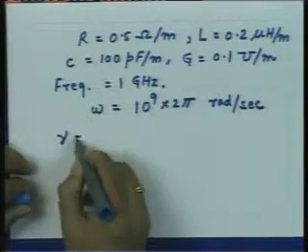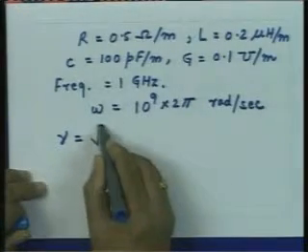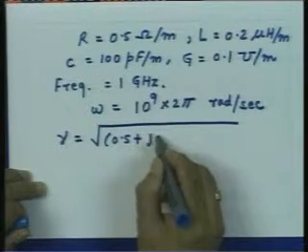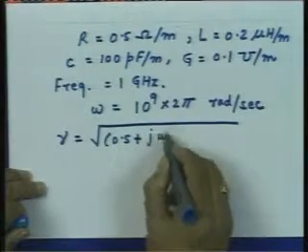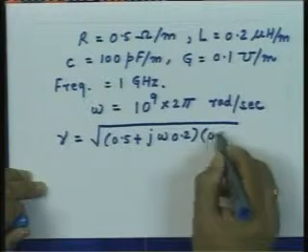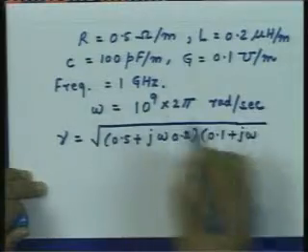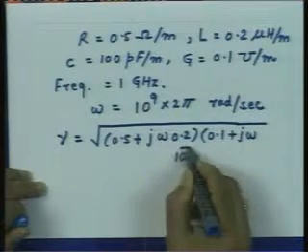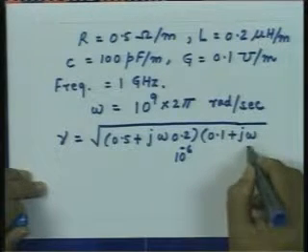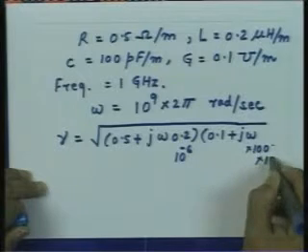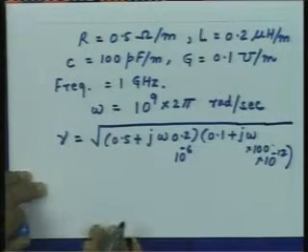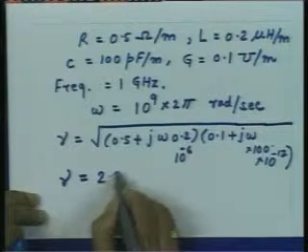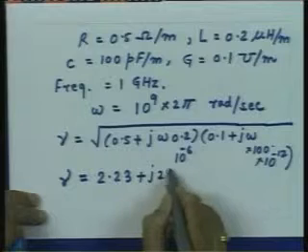Then the propagation constant gamma, which is the square root of (R plus j omega L) times (G plus j omega C), we can write as 0.5 plus j omega into 0.2, and 0.1 plus j omega into 100 pF. The inductance is in microhenries, so this has to be multiplied by 10 to the power minus 6, and omega into 100 into 10 to the power minus 12. Separating out the real and imaginary parts, we get gamma equal to 2.23 plus j 28.2.